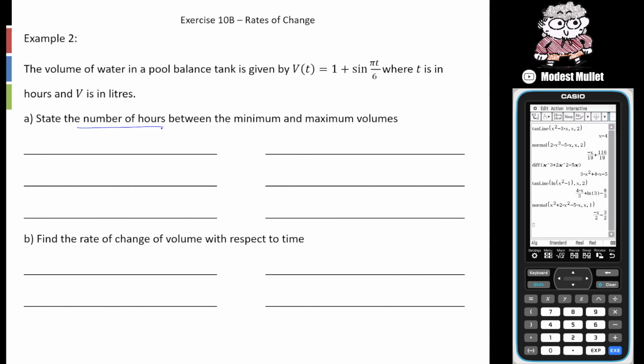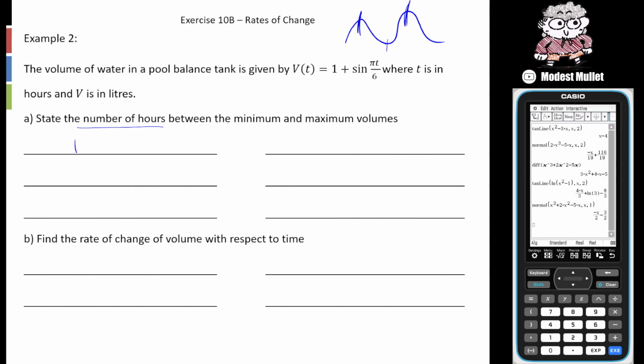We could also graph the function, doing a bunch of work there. The quickest way to do this, though, is to recognize it's a sine function, so it's going to look like that, and between the two peaks is our period, and the time between the peak and the trough is half a period.